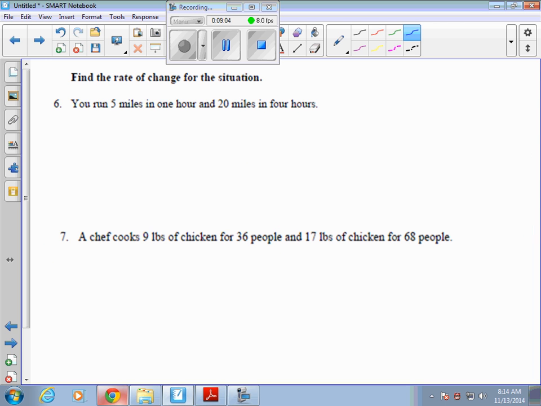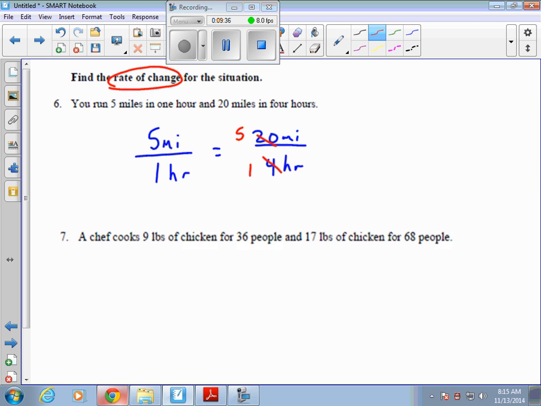Number 6 and 7 are the same exact questions we've been dealing with. It says you run 5 miles in 1 hour and 20 miles in 4 hours. 5 miles in 1 hour is equivalent to 20 miles in 4 hours. The number 4 goes into itself 1 time and into 20 5 times. So notice the fractions are equivalent. Remember, when you're looking for rate of change, and this is the key to these two problems, it's not just values for a slope, it's values along with the units that go with them. 5 miles per 1 hour. So the answer to this one is simply 5 miles per hour.